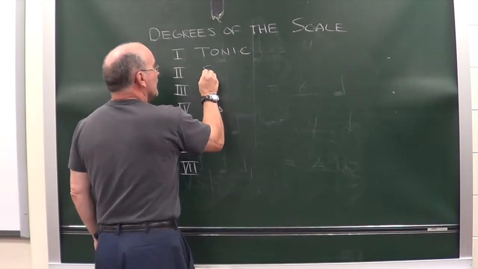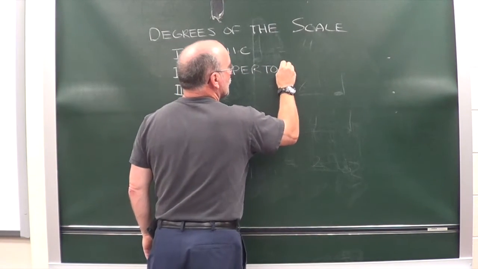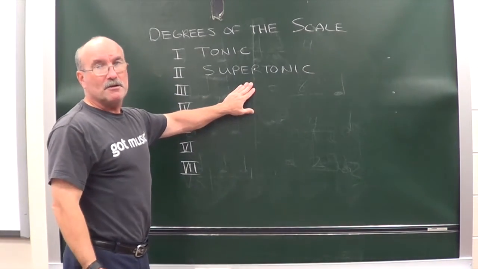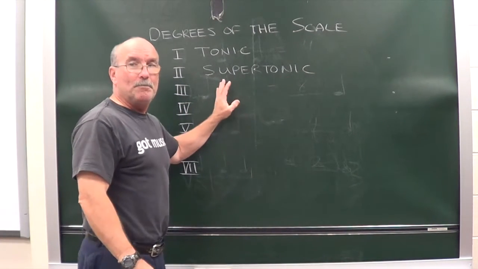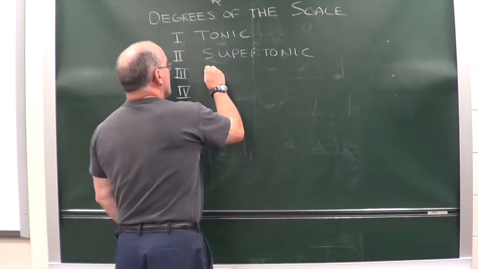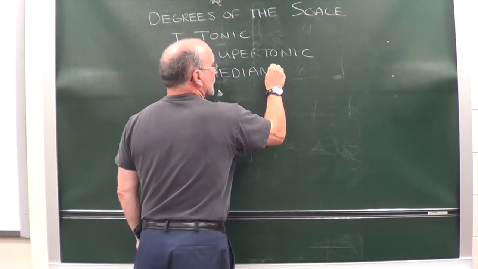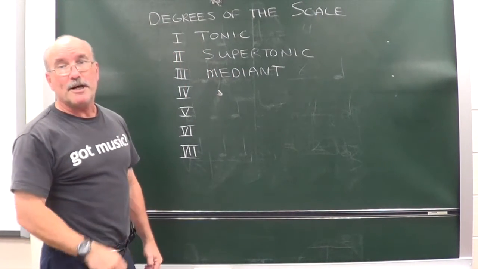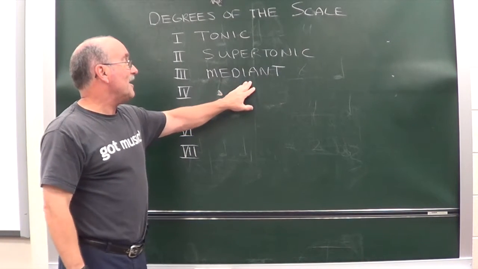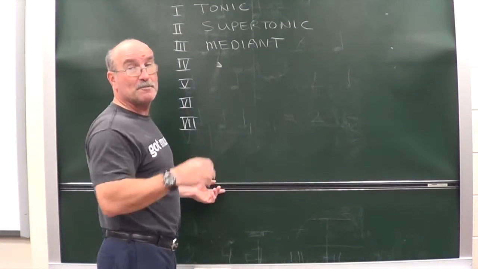The second one is known as the supertonic, which is one word, by the way. It's a compound word. Supertonic. Super means above, so it's logical. This is the supertonic. Above the tonic is what we're referring to. The mediant is the third degree of the scale. Make sure you get the spelling correct, ladies and gentlemen. So the mediant, M-E-D-I-A-N-T. Now I'm going to explain that.